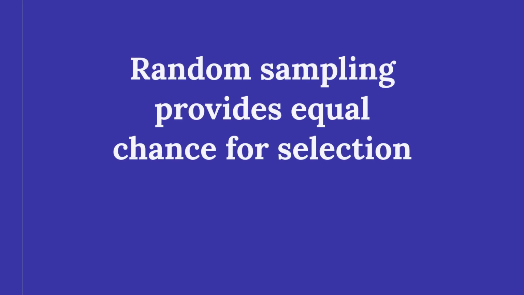Random sampling gives every population member an equal chance of selection. Stratified sampling divides the population into strata, ensuring subgroup representation. Systematic sampling selects elements at regular intervals. Convenient sampling uses easily available data but may introduce bias. Each method serves different research needs and objectives.